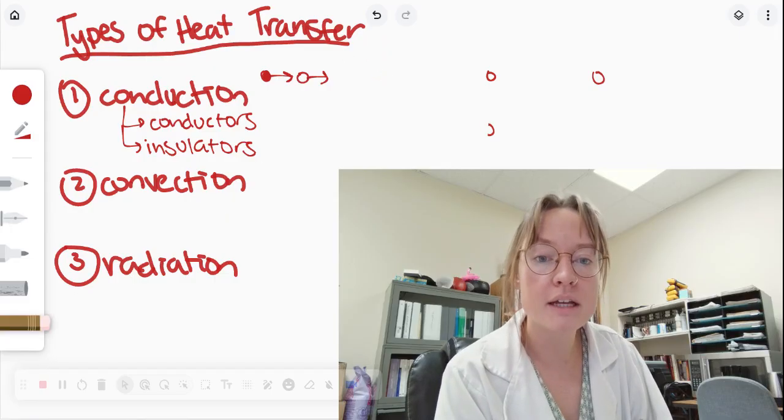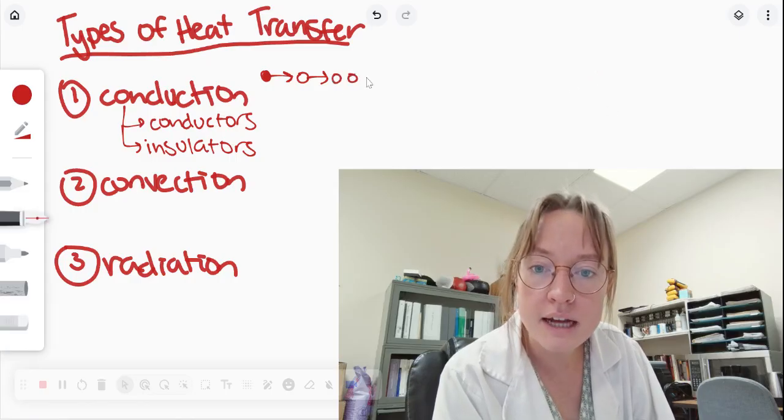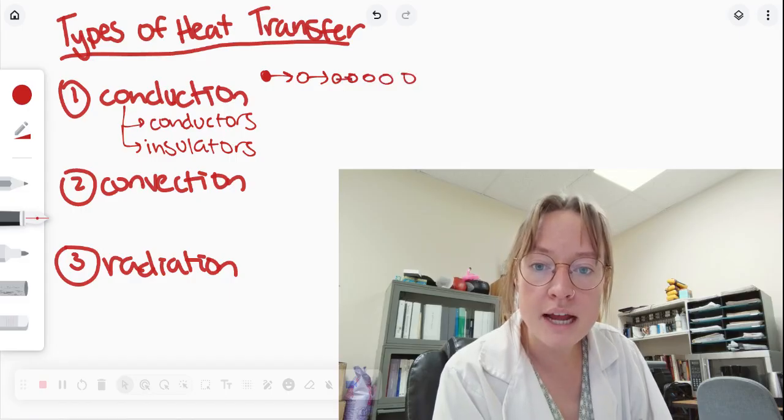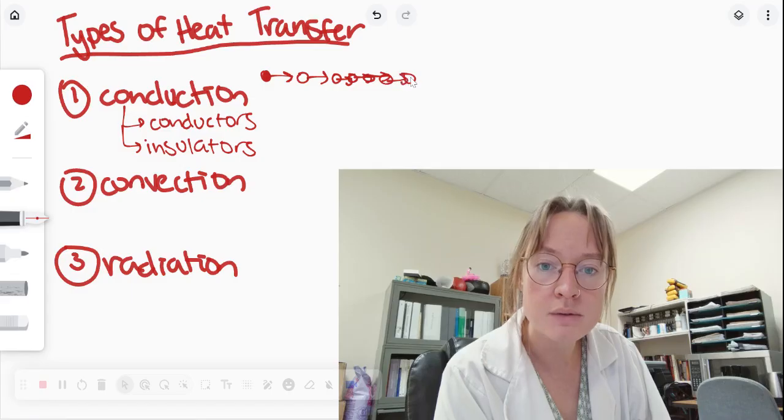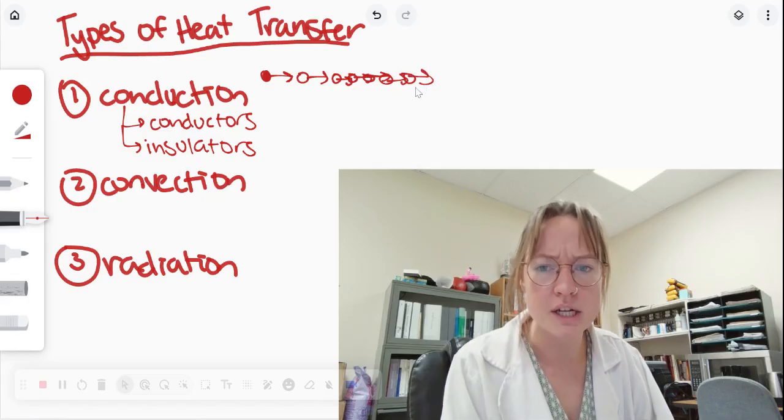But if you have molecules that are really, really tightly packed together, well, one will run into the next, will run into the next, will run into the next, because they're all right next to each other. So inevitably, they're probably going to run into each other.